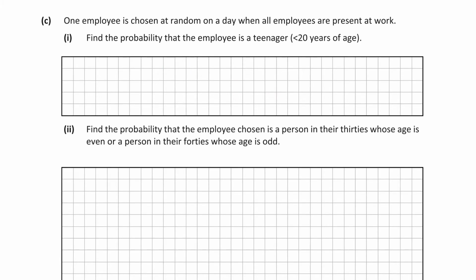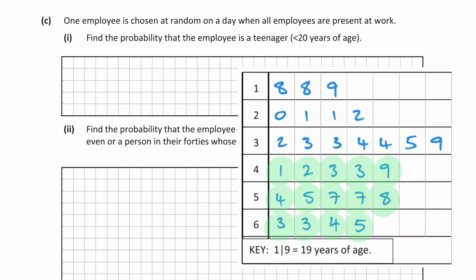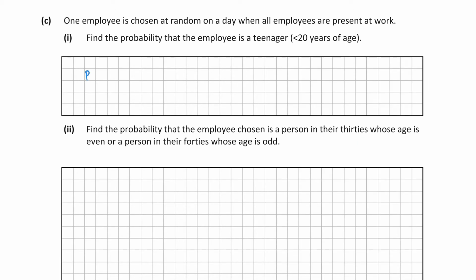So part C. One employee is chosen at random on a day when all employees are present at work. Find the probability that the employee is a teenager, i.e. less than 20 years of age. So we'll need to have another look at this chart and see how many people there are that are teenagers. So less than 20, there's 1, 2, 3 people there less than 20. So the probability of it being a teenager will be equal to 3 out of 28.